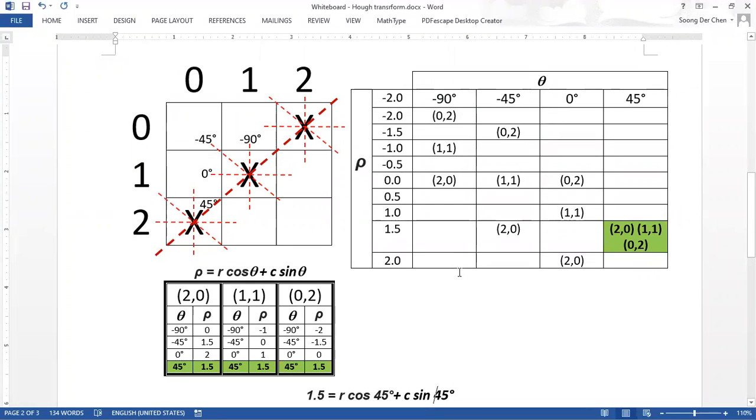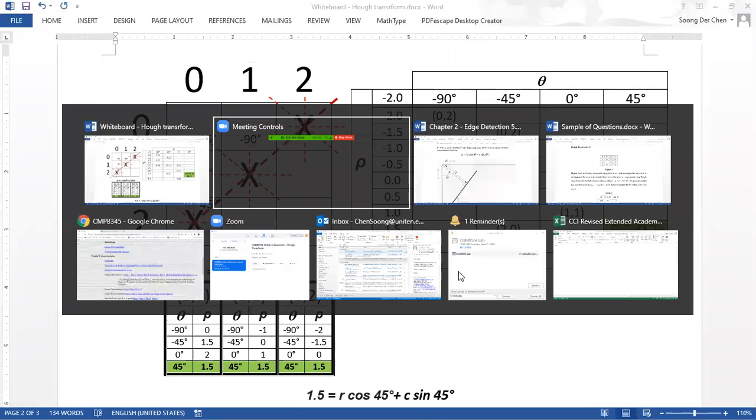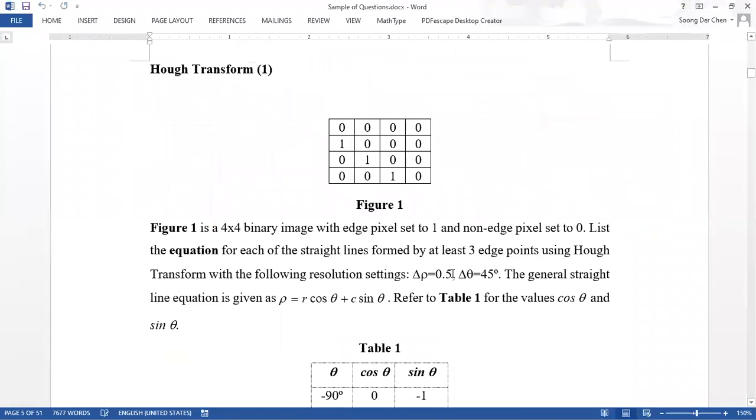Okay, so if you have no questions, we'll go into the sample questions, page 5. So this is how the question looks like in your test. You'll be given an image where 1 represents the edge point, 0 non-edge point, and you are required to look for the equation. Release the equation for each of the straight lines formed by at least 3 edge points. All right, so you need to look for the cell which contains 3 edge points using Hough transform.